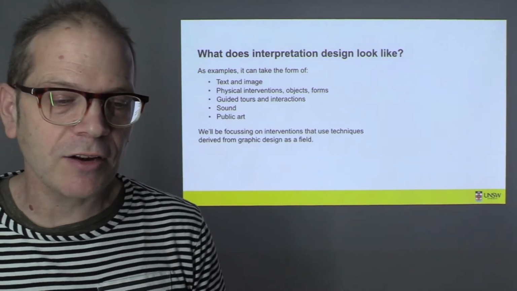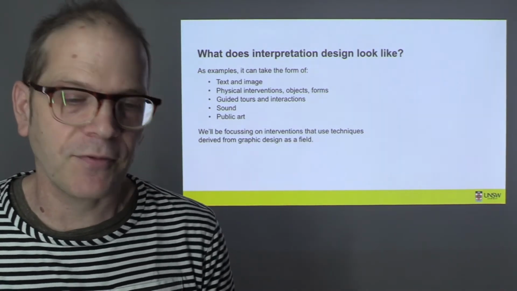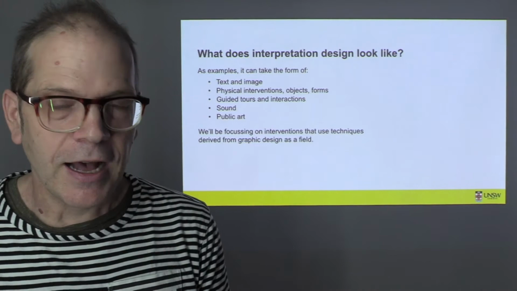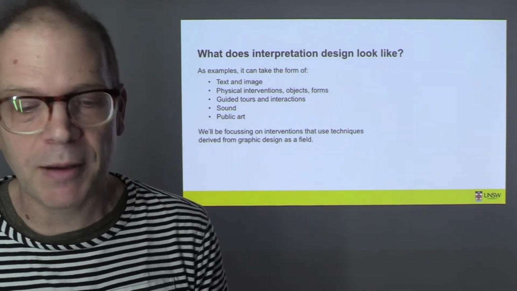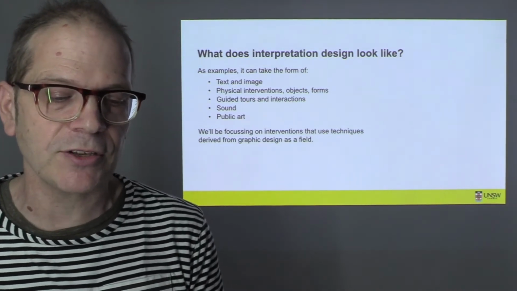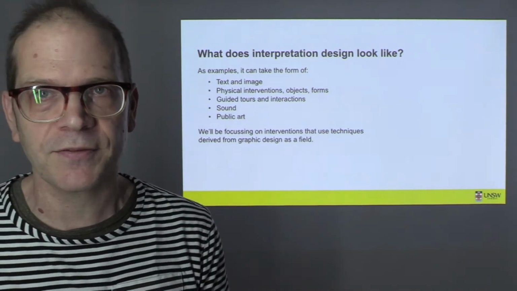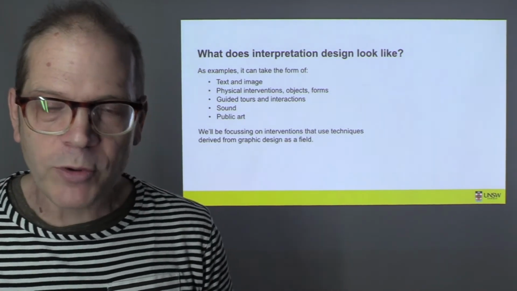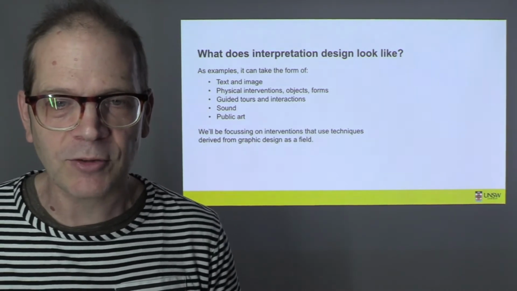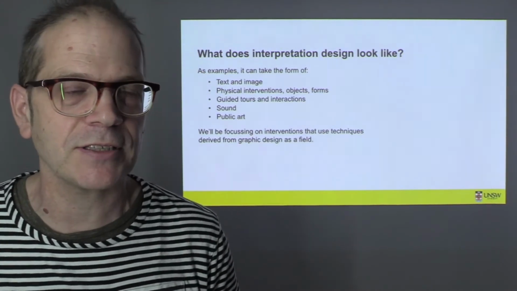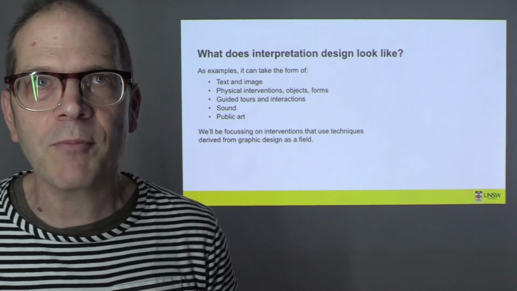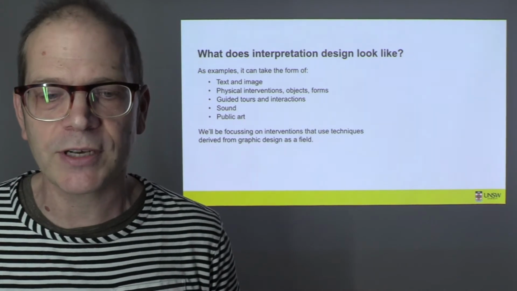So what does interpretation design look like? As examples, it can take the form of text and images, physical interventions, objects and forms, guided tours and interactions, sound, public art. Of course, as a graphic design course, we'll be really focusing on interventions that use techniques derived from graphic design as a field of practice. Although we do realise that as you're approaching the halfway point of your degree and you're heading toward the end of other studio disciplines such as interaction design or 3D visualization or object, that we might begin to see signs of that within your graphic design projects as well.